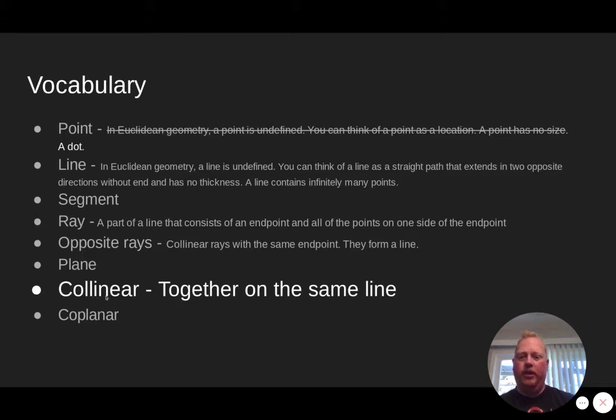Also in that word is the word line, L-I-N-E. The word linear is an adjective used to describe a line, but the word line is also in there. So collinear means together on the same line. All right, so very important word to know. It only takes 2 points to determine where the line goes, but you can have an infinite number of points on that line. And all those points are collinear.